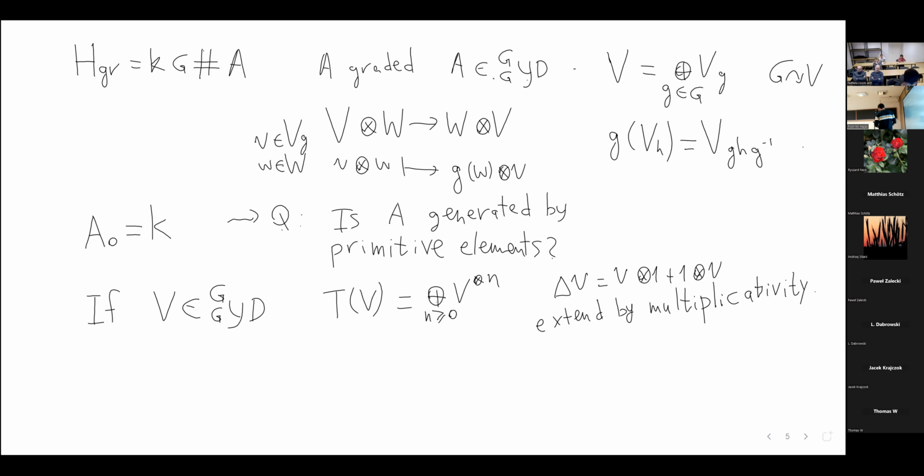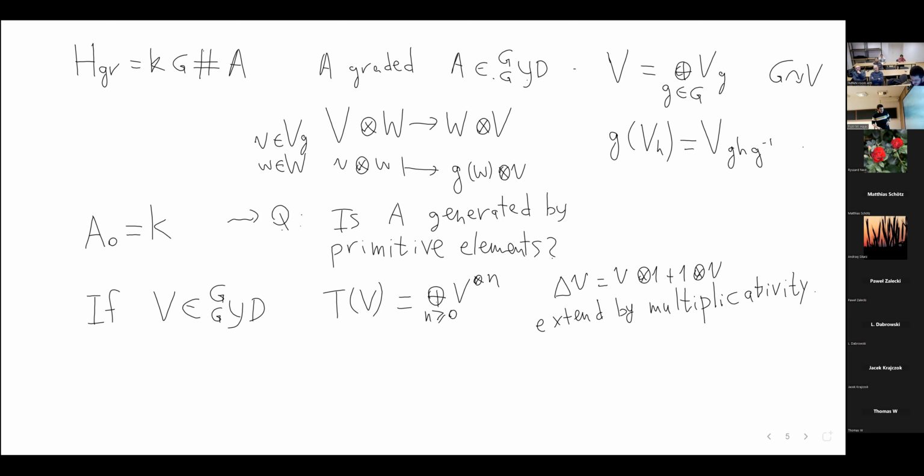Okay, so the idea is that if I want to calculate what is delta of, let's say, V times W, I need to take delta of V times delta of W, then I need to multiply them, but upon multiplying, I will have to use at some point this kind of braiding. This is the thing that will make things much more complicated.